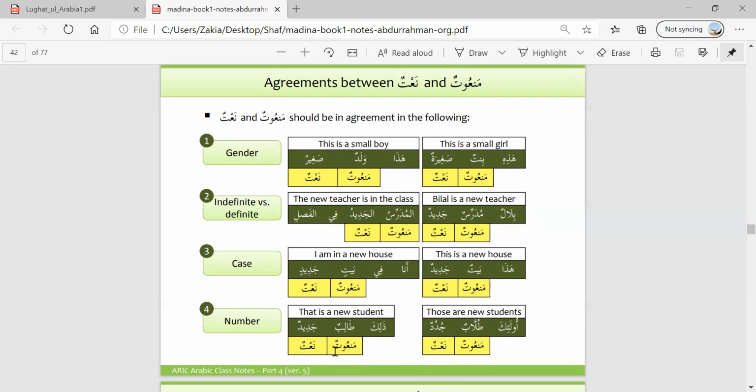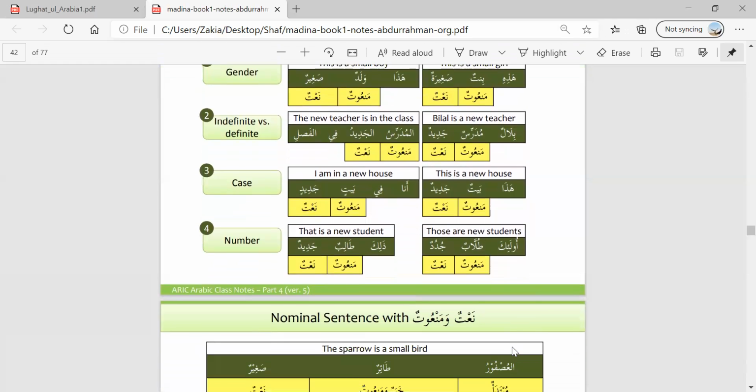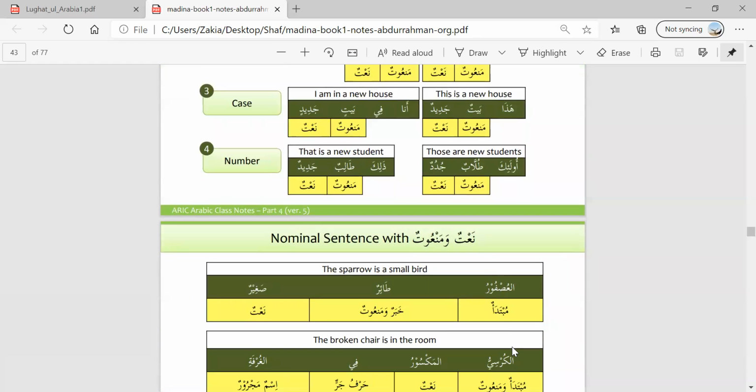Then we have numbers, which inshallah we'll go through in detail at a later time. So أولئك طلاب جدد. These students, or those students, are new students. ذلك طالب جديد. This is a new student. So this is talking about one student. It's double vowel, so we're talking about singular. And here we're talking about plural, so we say أولئك, those students. This is a part of ذلك and تلك. When we're talking about plural, we say أولئك, and the plural is the same for masculine and feminine.